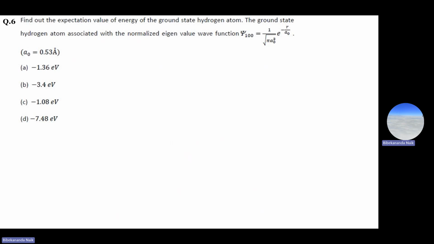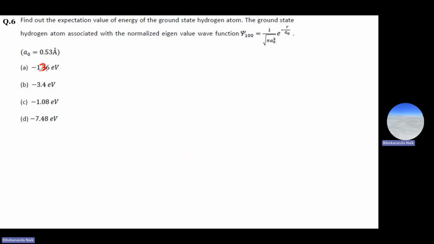Then let's go to the sixth question. The question says, find the expectation value of energy of the ground state of the hydrogen atom. The ground state of the hydrogen atom is associated with the normalized eigenfunction psi 100 equals 1 by root of pi a0 cubed, e to the power minus r by a0. So these are the options. Option A, minus 1.36 electron volt, 3.4 electron volt, 1.08 electron volt, and minus 7.48 electron volt. Actually, option A is not written correctly here. It will be minus 13.6 electron volt.